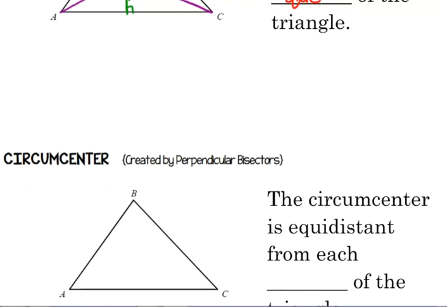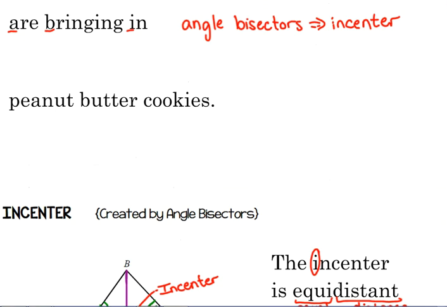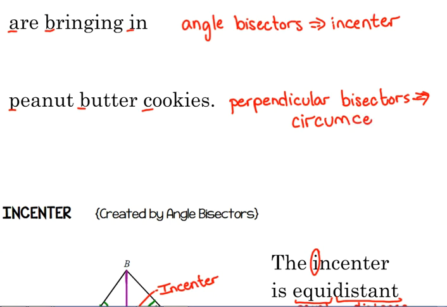All right, last one, the last part of our acronym here, peanut butter: perpendicular bisectors. Those create our circumcenter. Peanut butter cookies, perpendicular bisectors create the circumcenter.